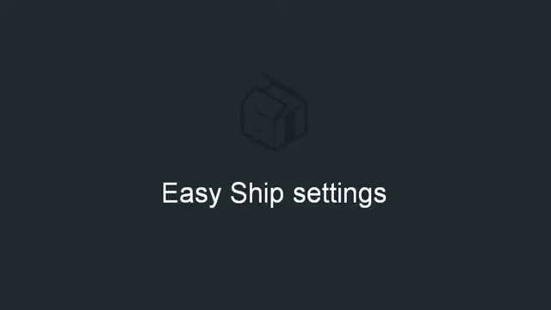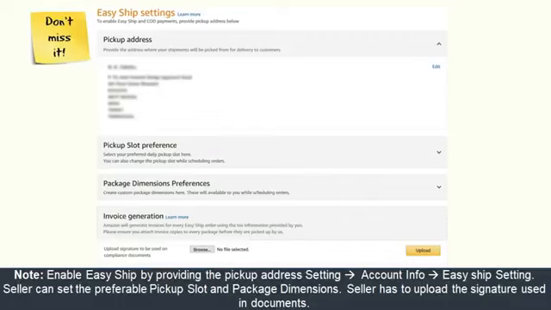Now let's see how we can set Easy Ship settings. Just go to the settings section on the top left hand corner of your Seller Central account, click on Account Info and then go to Easy Ship Settings. On this page, you will have to update your pickup address. If you have any pickup slot preference, or specific package dimensions which you want to set by default, you can set your preferences here. You will have to upload a specimen of your signature which will be scanned on your invoice, and that's it.